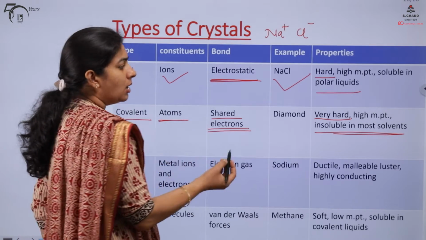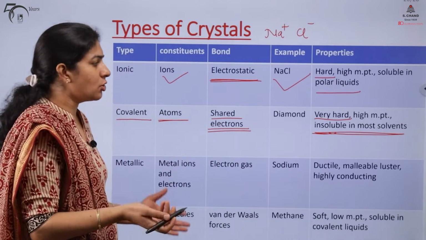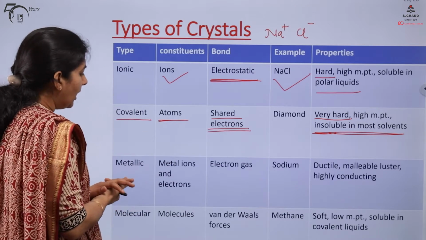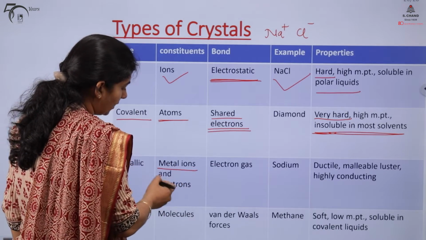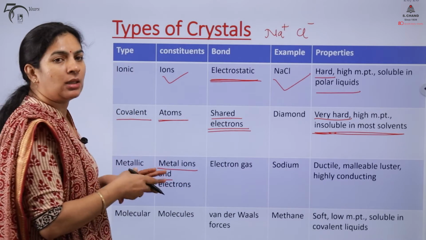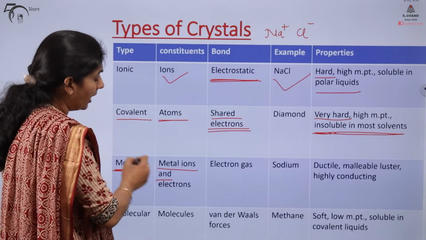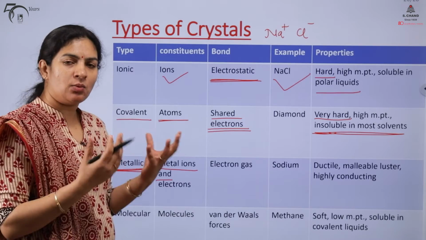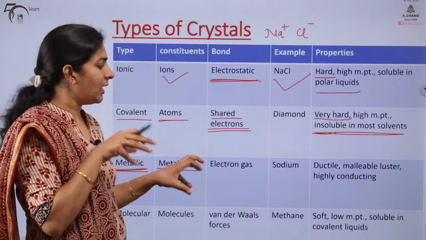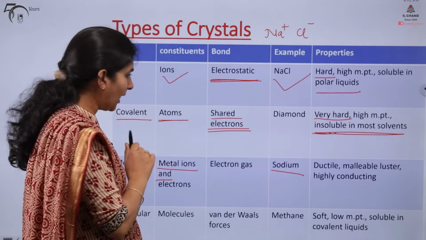No. Because these are highly non-polar, they will be insoluble in most of the polar solvents, right. And if instead of atoms we have metal ions like sodium ions, and there are electrons present, such crystals are known as metallic crystals, right. So metallic crystals are those in which metal ions are embedded in a pool of electrons. Sodium crystal is an example of a metallic crystal.